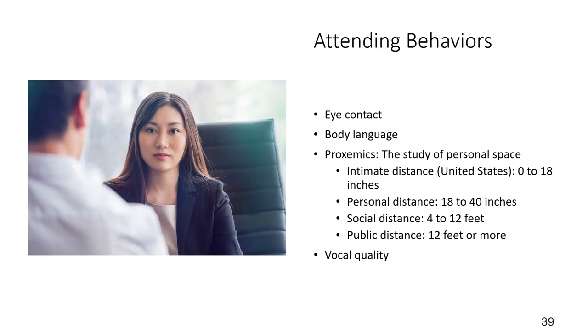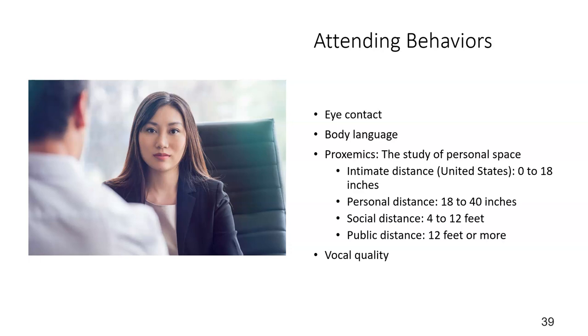Attending behaviors: eye contact, body language. Look at our proxemics. I can never say that word. How close are we sitting to the patient? Intimate distance is considered within 18 inches. An intimate distance is great for your spouse, for your children, family members, really close friends, but not appropriate for patients, right? That touch is an invasion of privacy.